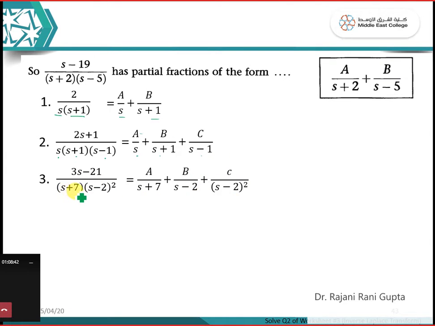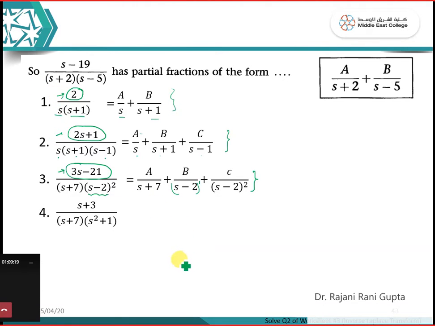So similarly, S plus 7, just one term, S minus 2 power 2. So we have S minus 2 power 1, the first power, and second power. Okay. Now what you can see is, it doesn't matter what term you have in the numerator, 2 or 2s plus 1 or 3s minus 21. It's not changing the right side. It's the same. I will tell you where the numerator is going to affect when we solve it.